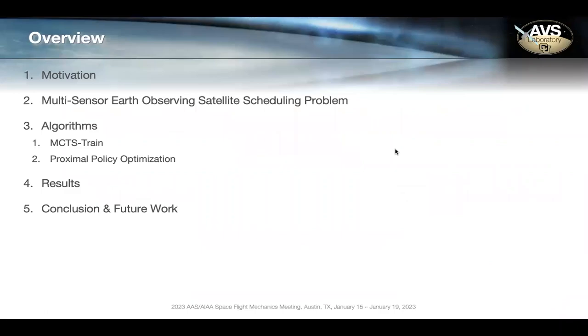So, quick overview of the paper. I'm first going to discuss the motivation, then I'll dive into the multi-sensor Earth-observing satellite scheduling problem that we have formulated for this work. Then I'll discuss the algorithms that we use to solve the problem, namely MCTS train and proximal policy optimization. I'll then dive into the results and discuss a comparison between the two algorithms that we conducted, and end with conclusions and future work.